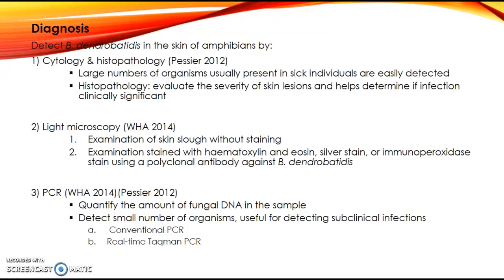Now, diagnosis of chytridiomycosis is based on detecting the fungus in the skin of amphibians by either cytology and histopathology, which is very useful because large numbers of organisms are usually present in sick individuals and can easily be detected this way. The histopathology obviously evaluates the severity of skin lesions and can help determine if the infection is clinically significant. It can also be done by light microscopy. The skin can be examined without staining or stained.